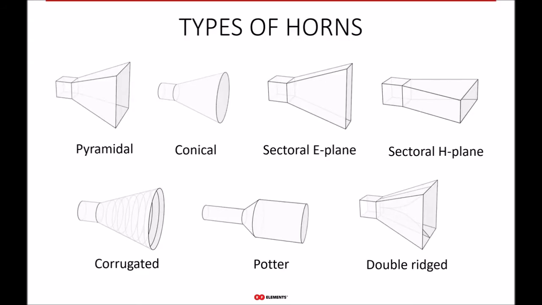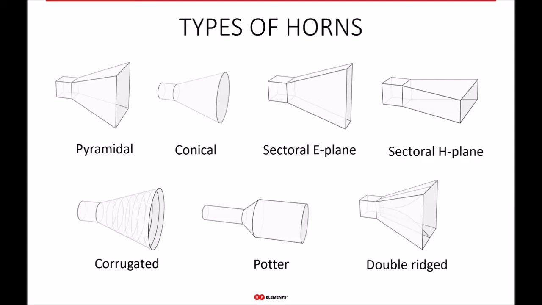Here are a few examples of various shapes of horns. Some are rectangular, some are flat on the horizontal or the vertical side. Some of them have strange structures inside and so on. Now, each of these variations of horn has its advantages and optimal usage scenarios. Some are wideband, some are easier to manufacture, some have minimum side lobes and so on.